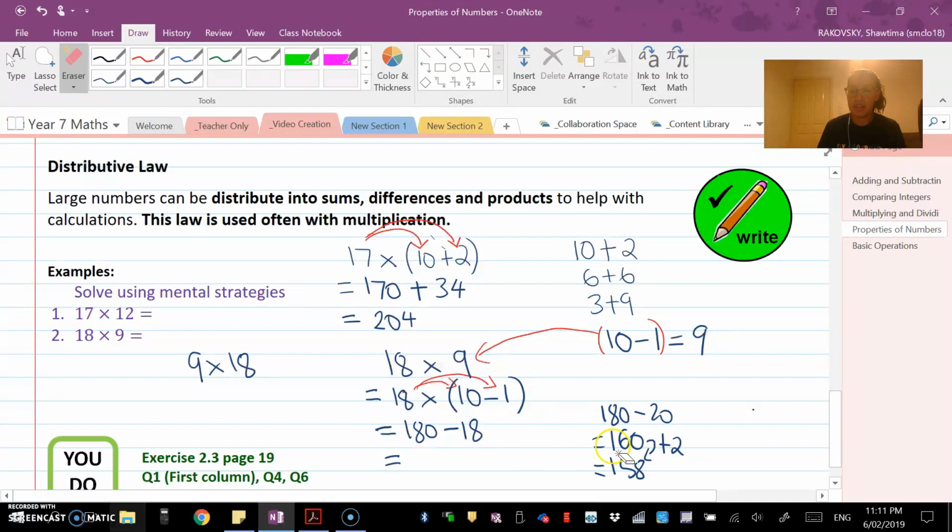And so that would be 160. It's going to give us 162 because I added 2 here. And then you have 162. Righto. So that is some of your mental strategies.